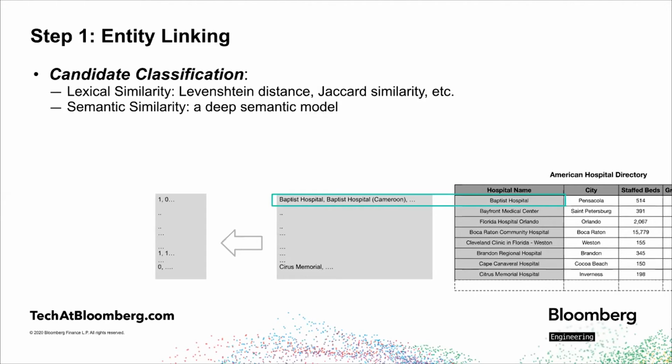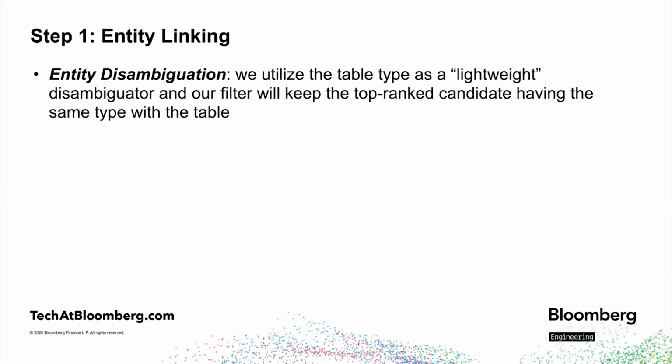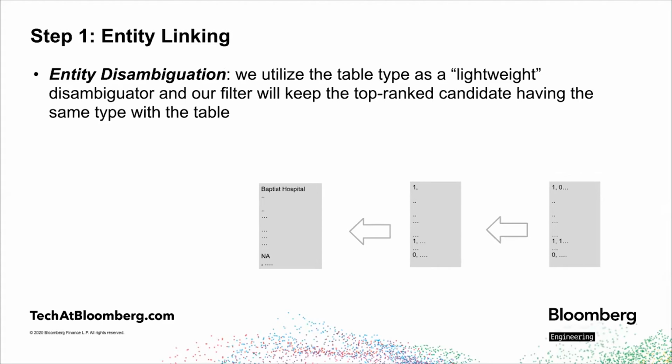We might need to link to multiple entities, which is not correct. And what we do to fix this is entity disambiguation. We utilize the table type as a lightweight disambiguator, and our filter will keep only the top ranked candidate that has the same type as the table. Now we only get the first one. For each row, we get at most one candidate linked. So this is the basic idea of how we deal with entity linking.